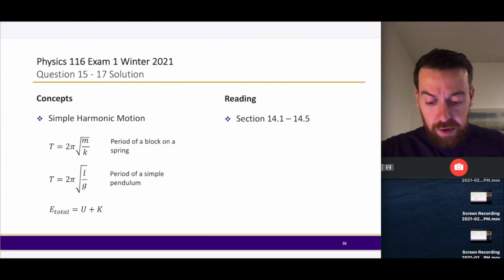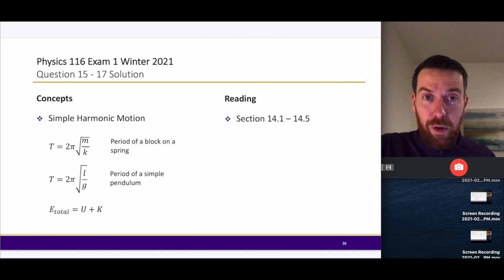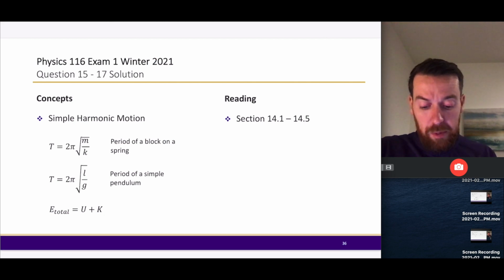So this will be the video for the solution to questions 15 through 17 on the 116 exam 1 from winter 21. I'm collecting the questions together, since the three questions are linked to one single context. This is typically representative of the free response page for these, one context and multiple questions on that context. The context is simple harmonic motion.